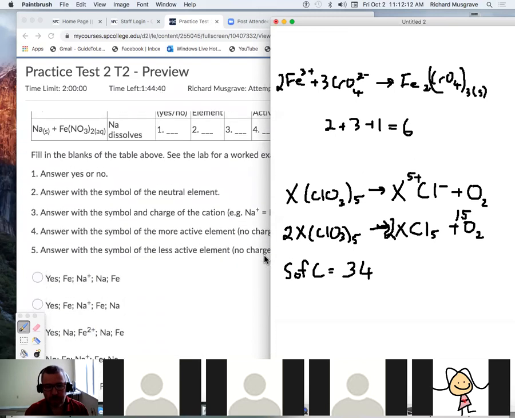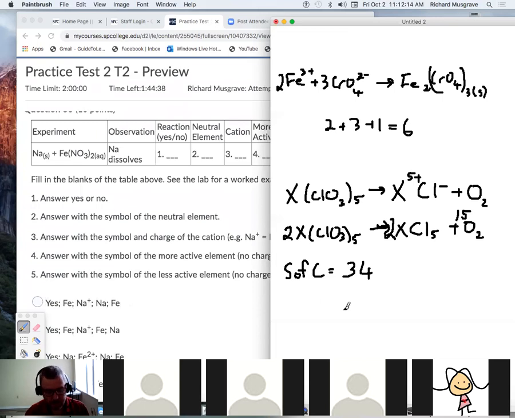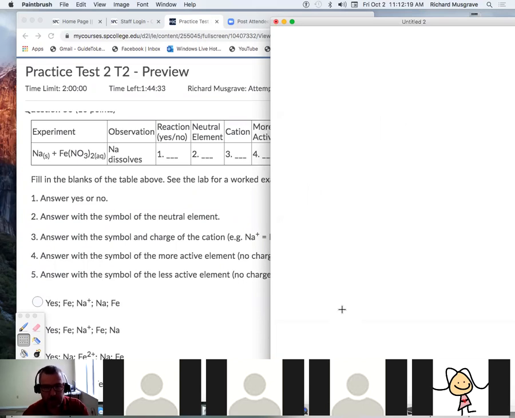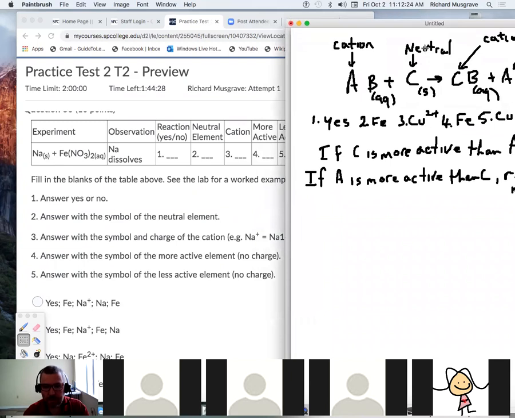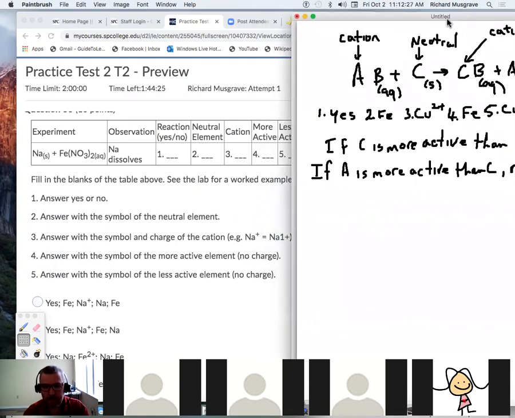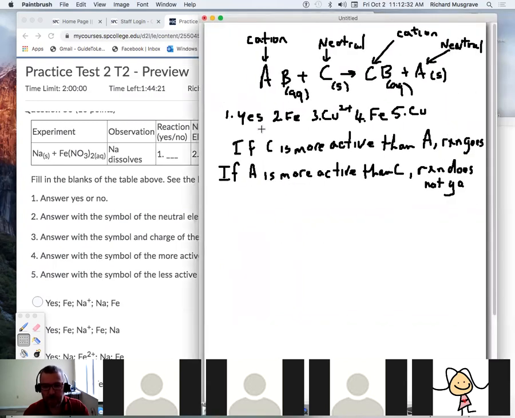Okay, the last one here is the single displacement reactions. So let me pull this back up again here. So we've got our single displacement, and I told you how we can determine the anion and the cation. And what we know is that if the neutral is more active than the cation, then the reaction goes. If the cation is more active than the neutral, the reaction does not go.